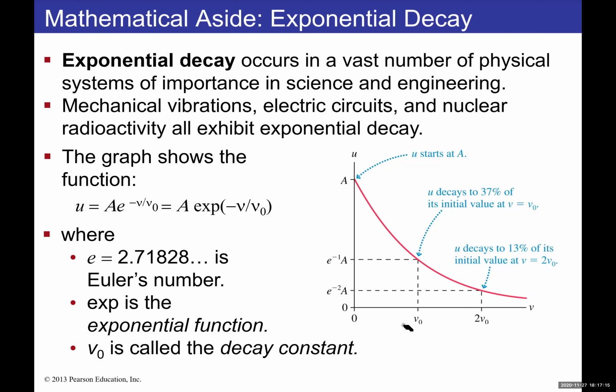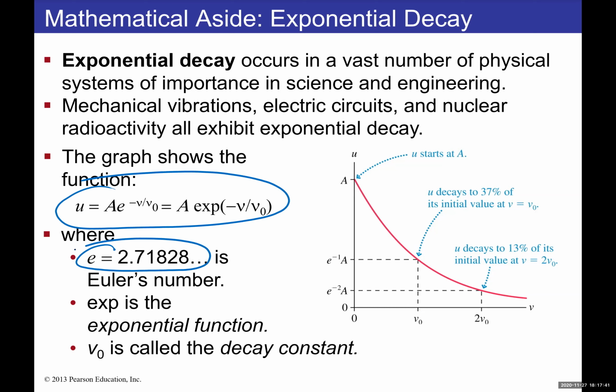Same thing with the pendulum. If it's a physical pendulum, there's friction where there's an axis of rotation, and eventually it comes to rest. Mechanical vibrations, electric circuits, and nuclear radioactivity all exhibit exponential decay. All the graphs have something like that: U equals amplitude times a negative exponential, which means it slows down and stops. Remember, e is 2.71828, Euler's number, and the exponential function is the exponential of x. The quantity naught is called the decay constant. And simple harmonic motion, in terms of damped oscillation, now has this type of decay.